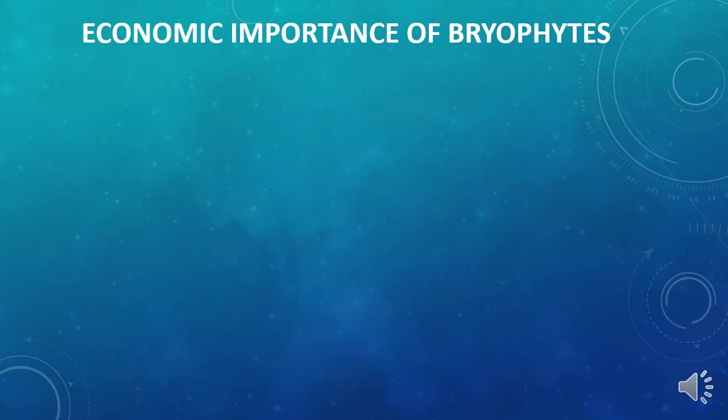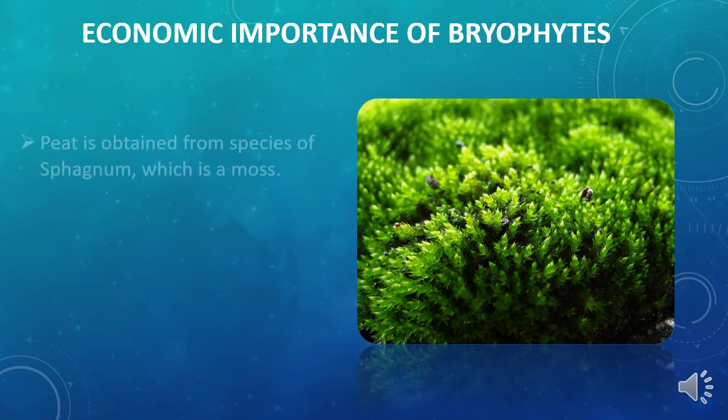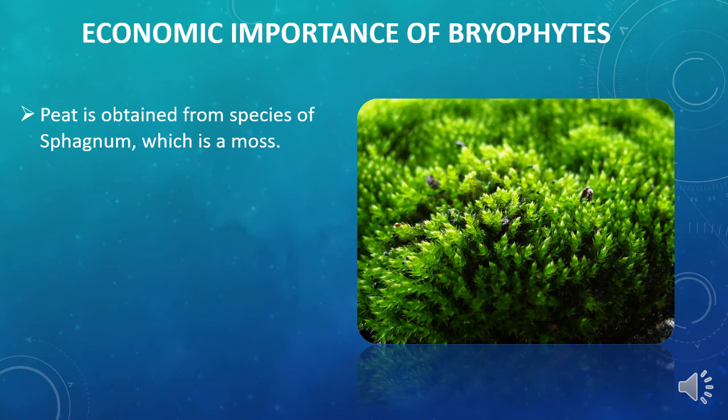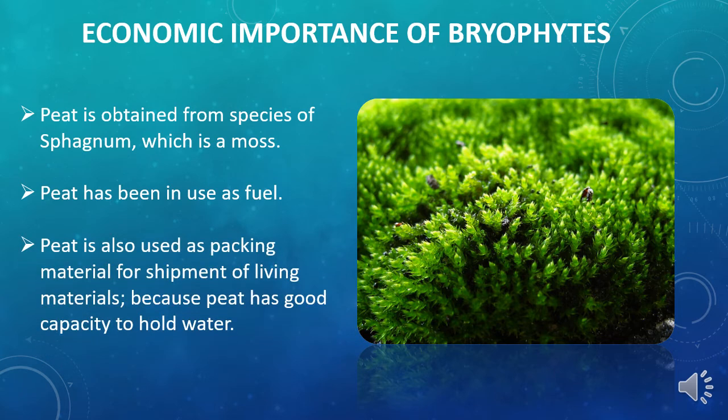So coming to the economic importance of bryophytes. Peat is obtained from species of Sphagnum, which is a moss. Peat has been in use as fuel, so peat is used as a biofuel. Peat is also used as packing material for shipment of living materials because peat has a good capacity to hold water. As it has a good capacity to hold water, it is used as a packing material for shipment of living materials, that is plants.